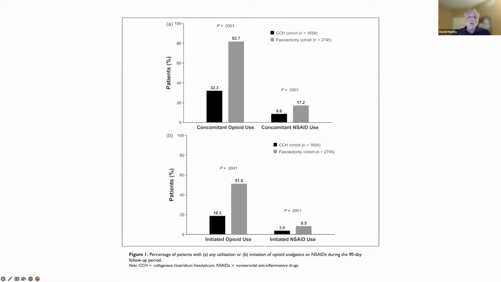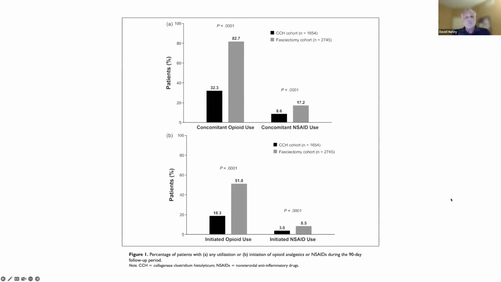When we looked at analgesic use, we looked at both opioid use and NSAID use. And what we found was that there was a statistically significantly greater utilization of analgesics of both kinds in the fasciectomy group.